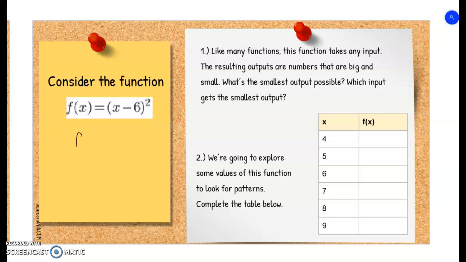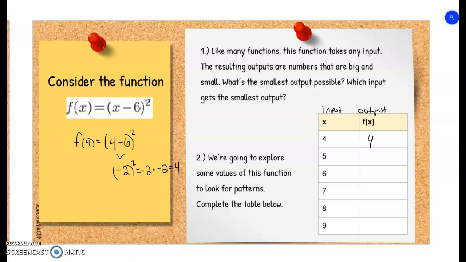For my first one, I have f of 4 equals (4 minus 6) squared. I need to do everything in the parentheses first, so 4 minus 6 gives me negative 2. If I square that, meaning I take negative 2 times negative 2, two negatives equal a positive. So if I have a 4 here, my output is going to be 4. Remember, this is input and this is output. So it kind of stayed the same.